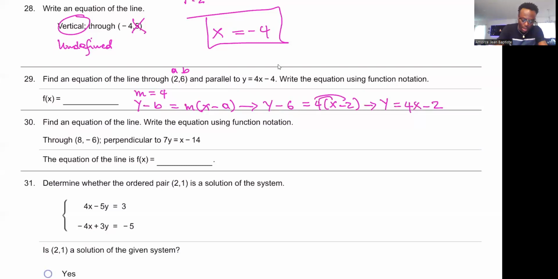And then they said, write your answer in function notation. Never forget, if it says that, you're not going to get full points if you have to write it in function notation and keep it as y. So your answer would be f of x equals 4x minus 2.